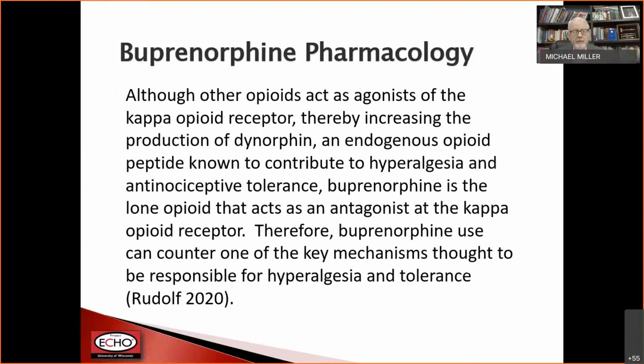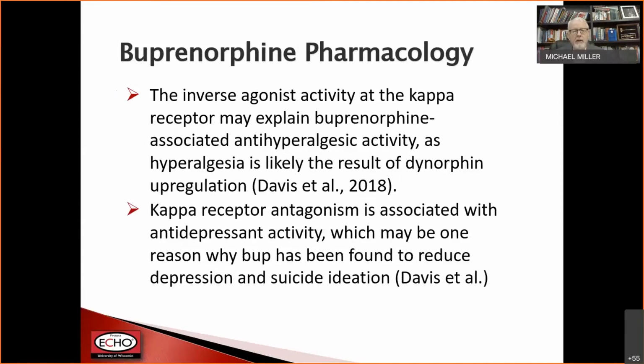So the kappa receptor activity is important. It may be involved in the fact that it looks like buprenorphine, rather than causing hyperalgesia like full mu agonists, is anti-hyperalgesia, which is a very interesting phenomenon that I learned about while researching this talk. Again, the Davis article talks about that.